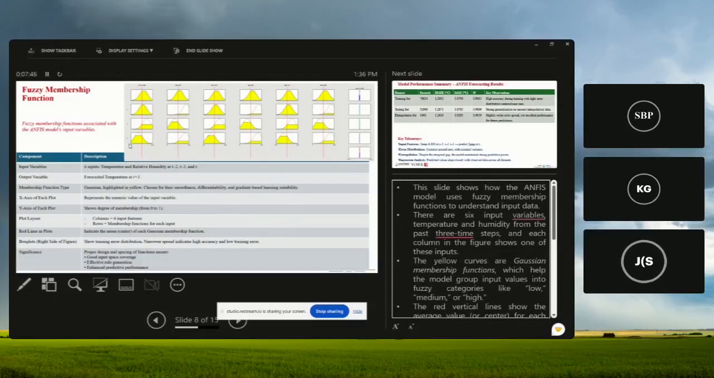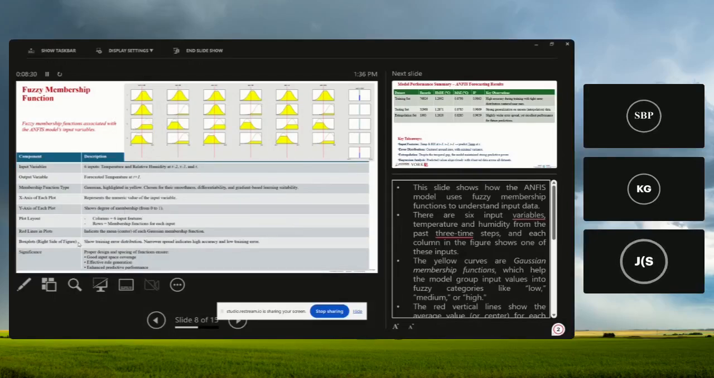Then here you can see the regression of these data. We have six different inputs, and we have four memberships for each of them. For input data, we have the temperature and relative humidity for these three times. The output is temperature at T plus 1. The membership function type is Gaussian, highlighted in yellow, chosen for smoothness, differentiability, and gradient-based learning suitability. The x-axis of each plot represents the numeric values of the input variable, and the y-axis shows the degree of membership from 0 to 1.